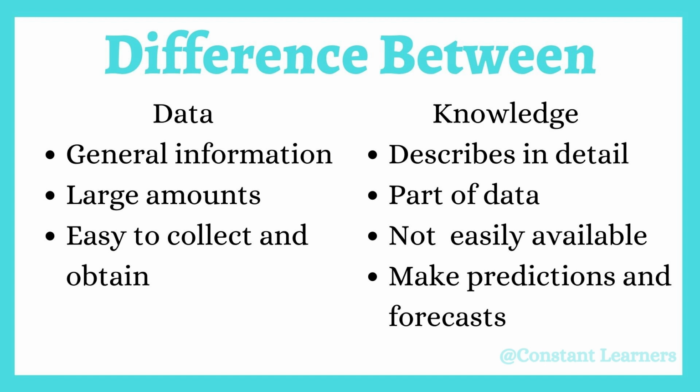Data is vast, it is general, it is easy to collect. But knowledge has to be in detail. It should describe the point in detail and clearly. Okay. It is a part of data. It is not easily available. We have to extract it from data, and it helps us to make predictions and forecasts. All right. I hope this difference between data and knowledge was clear.